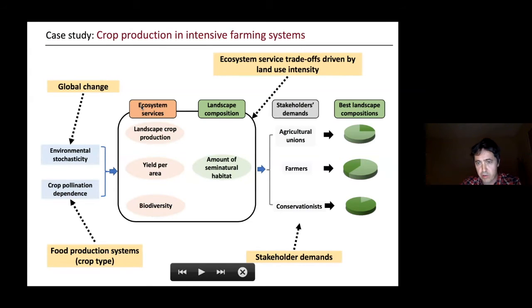So the whole idea was to look at what happens if we prioritize one stakeholder demand over the others, and what would happen, or what should we do in case we want to achieve a multifunctional system.